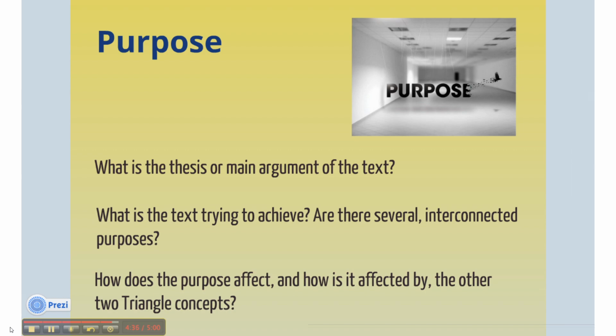There are a lot of possibilities, a lot of different purposes, and that's what you want to address in this part of this section. And finally, always important is how this part of the triangle is connected to the other two, how they all influence each other. And that is your rhetorical triangle section of the paper.